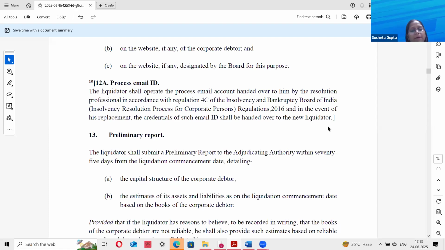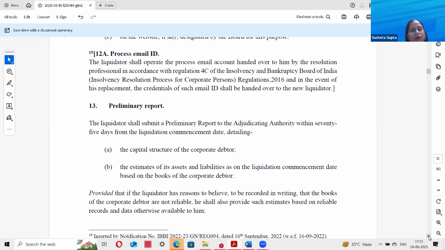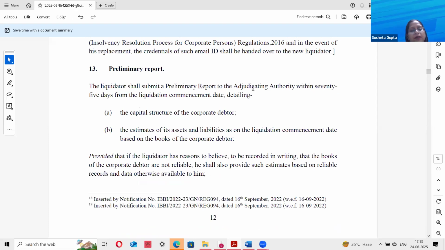So this is important. Preliminary report: the liquidator shall submit a preliminary report to the adjudicating authority within 75 days from the liquidation commencement date, detailing the capital structure of the CD and estimates of the assets and liabilities as on the liquidation commencement date based on the books of the CD. Provided that if the liquidator has reason to believe, to be recorded in writing, that the books of the CD are not reliable, he shall also provide such estimates based on the reliable records and data otherwise available to him.